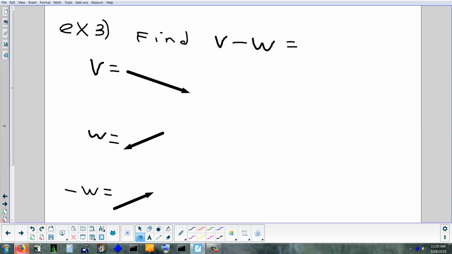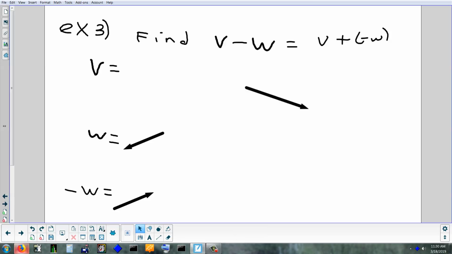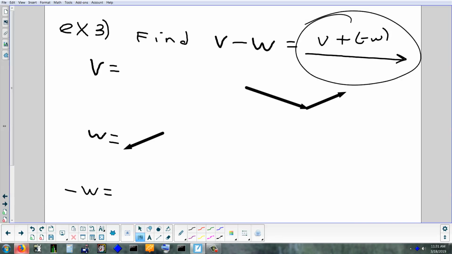So, Tori, how am I going to think of this problem? Instead of V minus W, how am I going to think of it as addition? V plus negative W. And that's it. So take V, add negative W right on the end of it, and then connect where you started to where you stopped. And that's your answer. Okay, and that's how you subtract two vectors. Any questions on that?